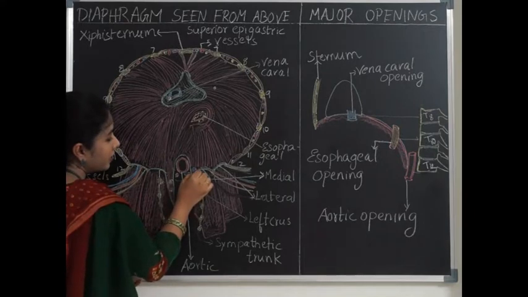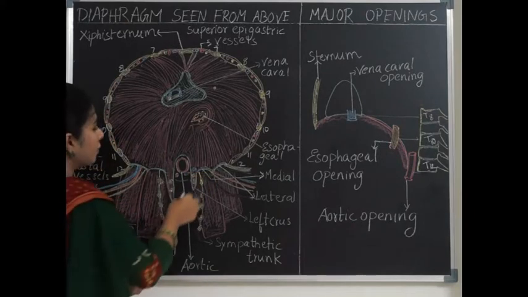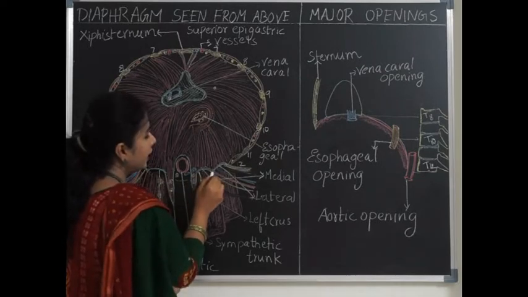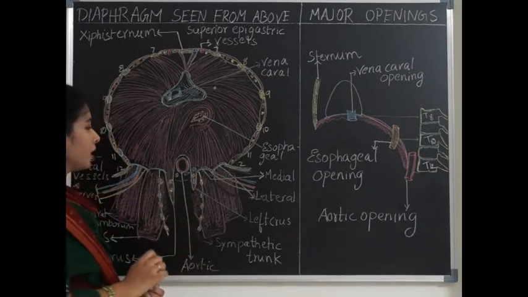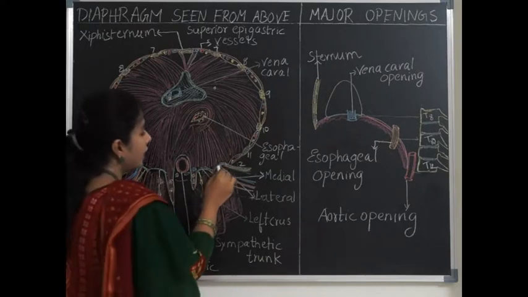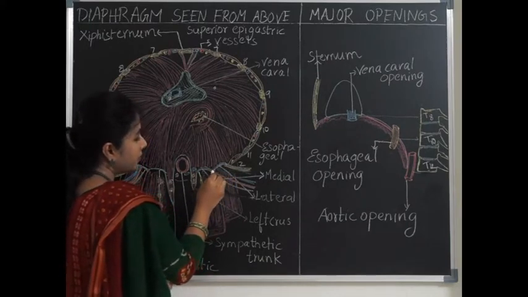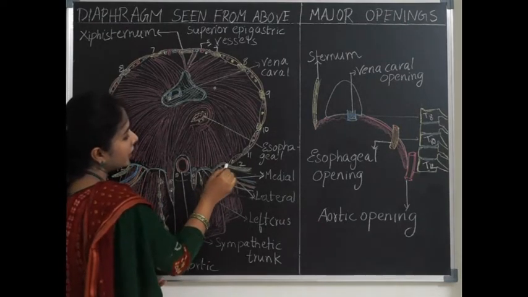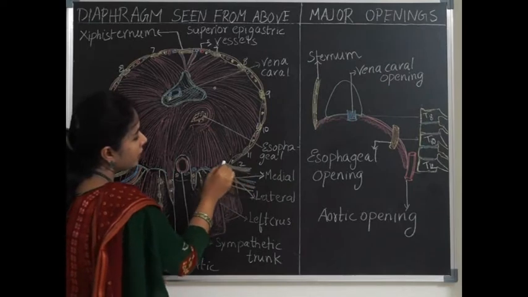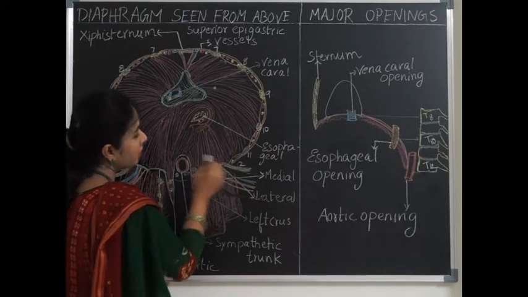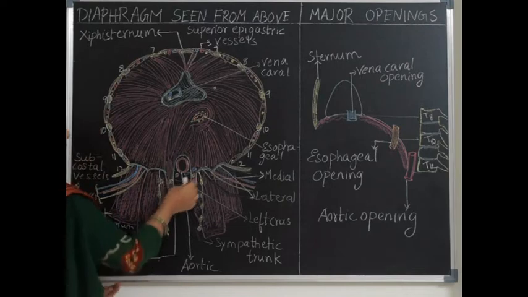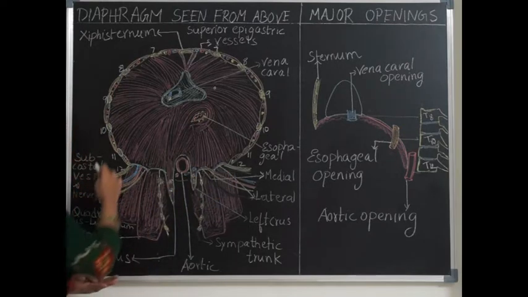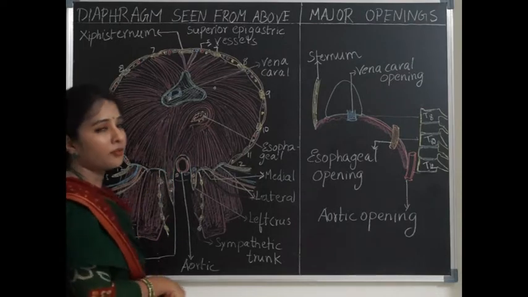Medial arcuate ligament gets attached medially to the bodies of the lumbar vertebrae, that is L1, L2, and laterally it attaches to the transverse process of lumbar vertebra. Lateral arcuate ligament begins from the transverse process of the lumbar vertebra, and it attaches laterally to the 12th rib, the last floating rib. So this is about the attachment of medial and lateral arcuate ligament and structures passing through the diaphragm.